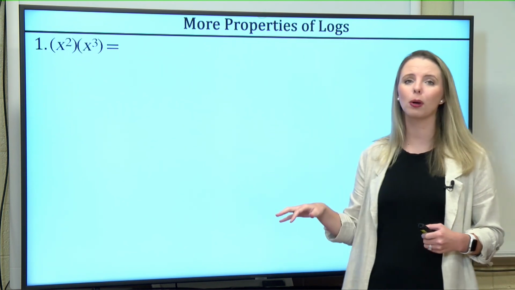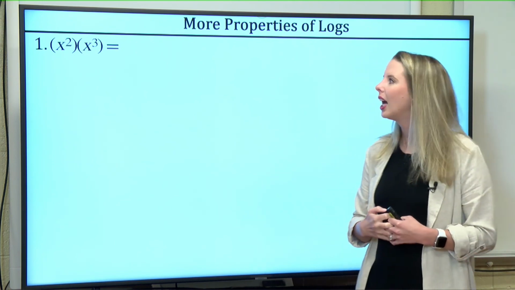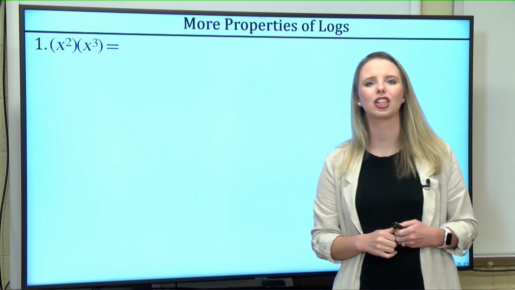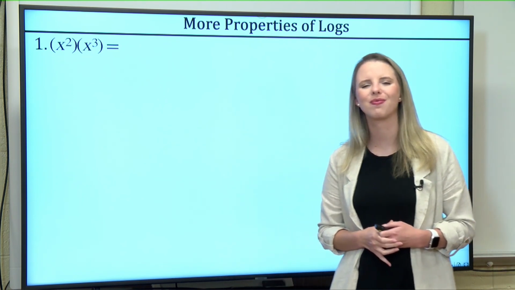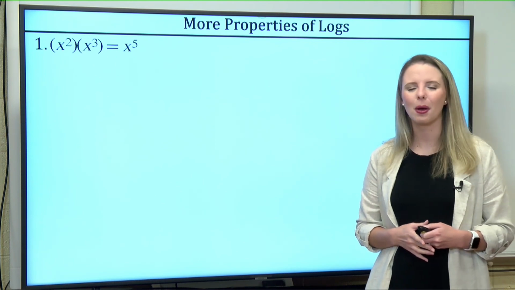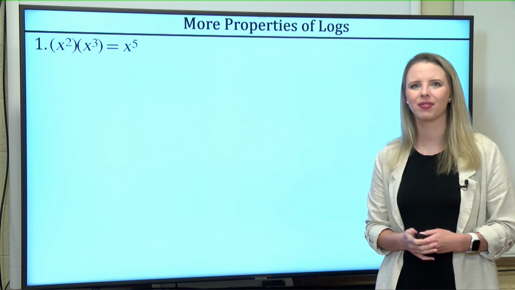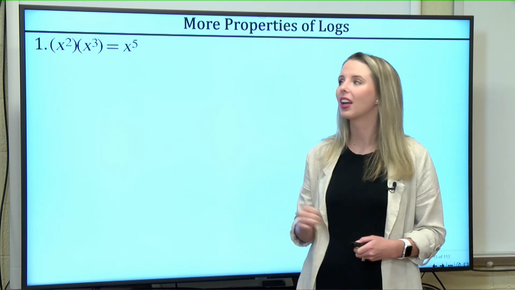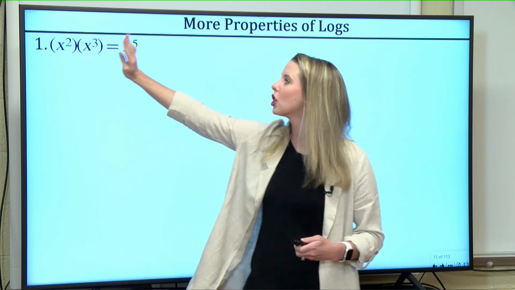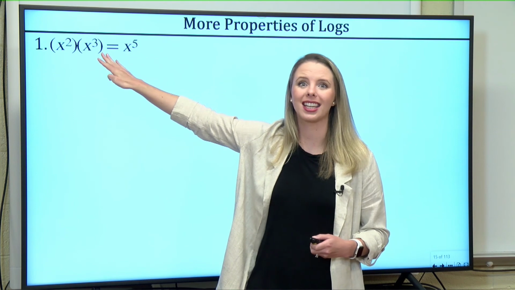So let's look at some more properties. These are going to help us condense problems down. Let's go back to some more exponent rules. X squared times x cubed. What would that simplify to? X to the 5th, right? But how did you get x to the 5th? What did you do? You added 2 and 3 together. So we know that multiplying with exponents translated to adding the two exponents together.